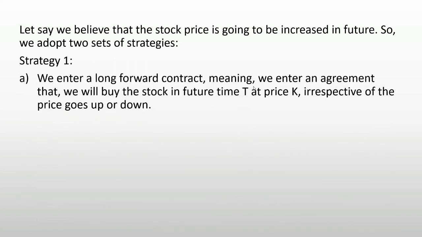That means we are entering an agreement that we will buy the stock in future time t at the prefixed price. That means we are fixing the price today, irrespective of whether the price goes up or down. So it doesn't matter what the price at expiration will be, we will buy the stock. When we made this agreement, we spend nothing, so initial expense is 0, and the payoff at maturity is ST minus K, where ST is the spot price and K is the forward price.